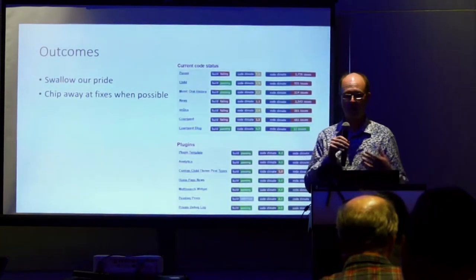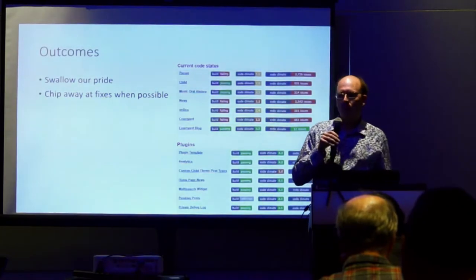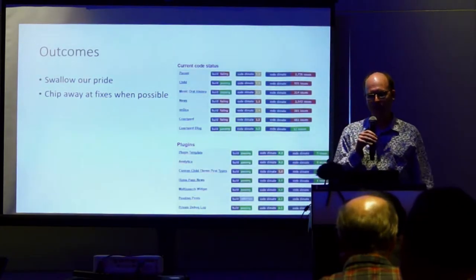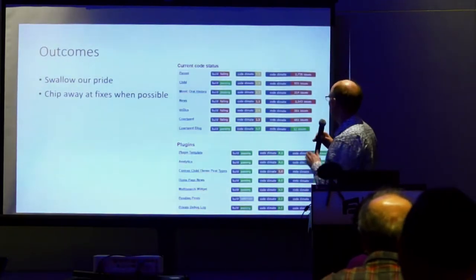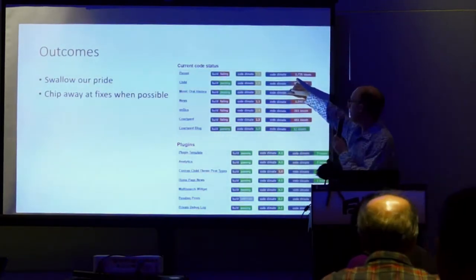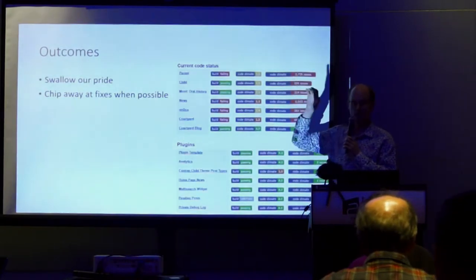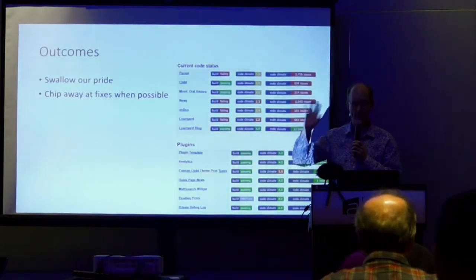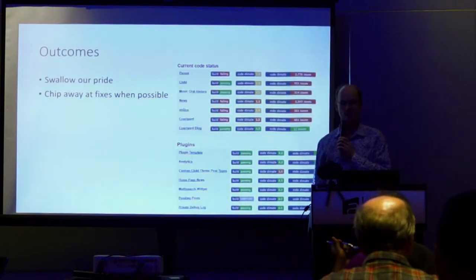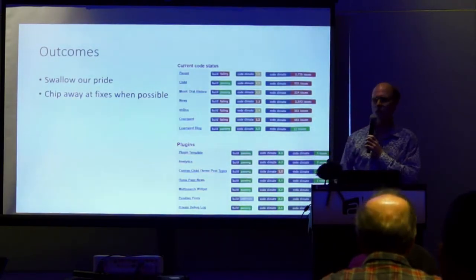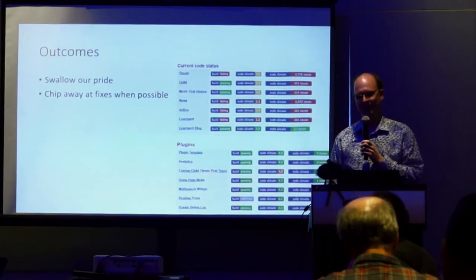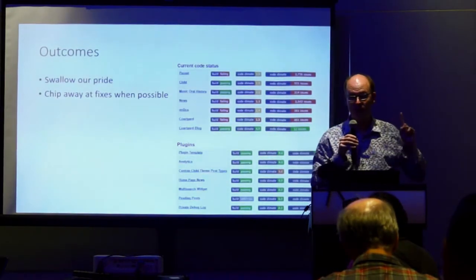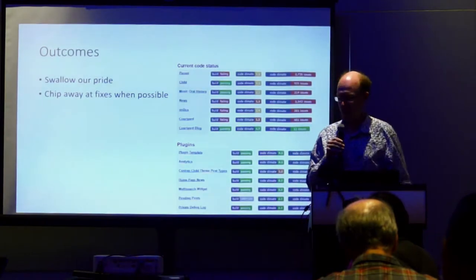Outcomes of that process: we had to swallow our pride a little bit when we realized exactly how bad some of the technical debt we had managed to build up over time was. If you can't see that, this is our parent theme. After spending a couple of sprints saying, I am just going to pay down technical debt, we have 2,736 code violations in our parent theme. That's awesome. But when that number was 7,000, that makes me feel kind of okay.